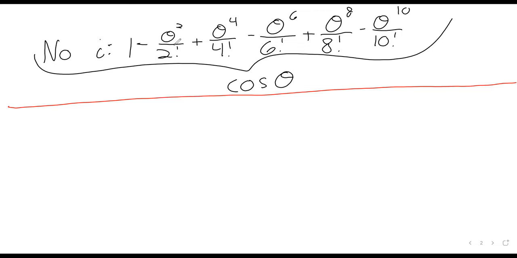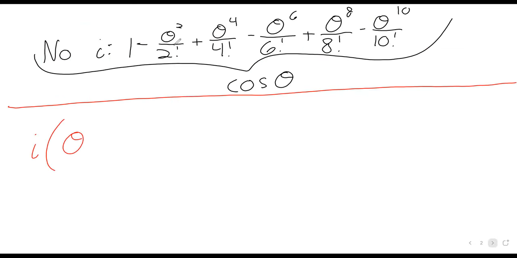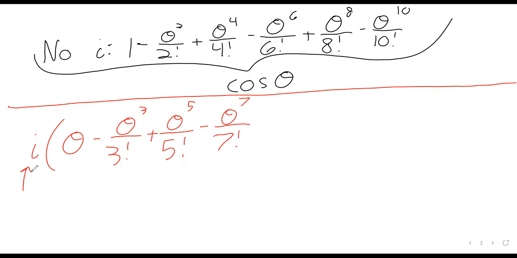Now, let's look at the terms that do have an imaginary unit. Well, there's i theta, and then there's an i theta cubed over 3 factorial. Notice that we've got the i factored out here. And then there's a theta to the 5th over a 5 factorial, and a theta to the 7th over the 7 factorial.